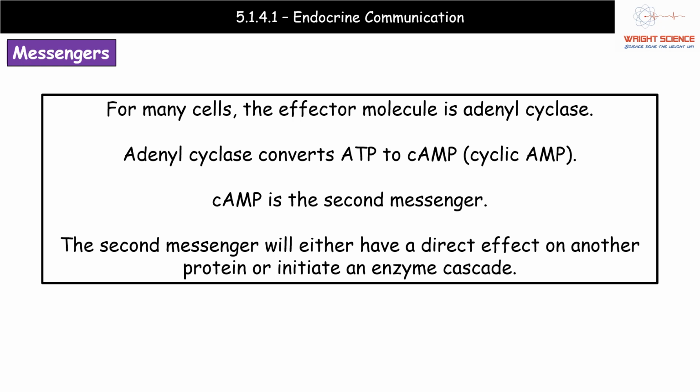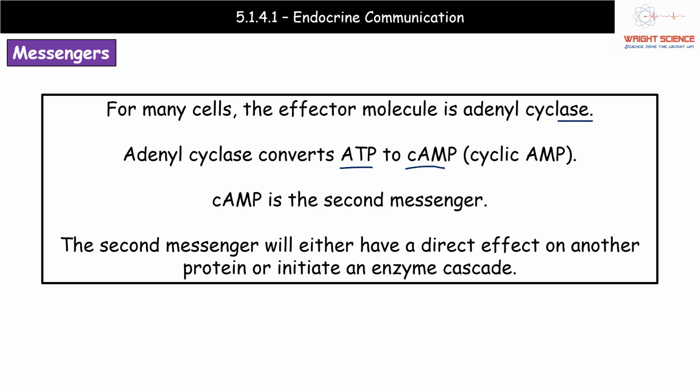And quite frequently the effector molecule we're talking about here is adenyl cyclase. Now, adenyl cyclase is an enzyme, we know that because it ends in ASE, and it's going to actually convert ATP into cAMP, cyclic AMP. Now, the cAMP is the second messenger.